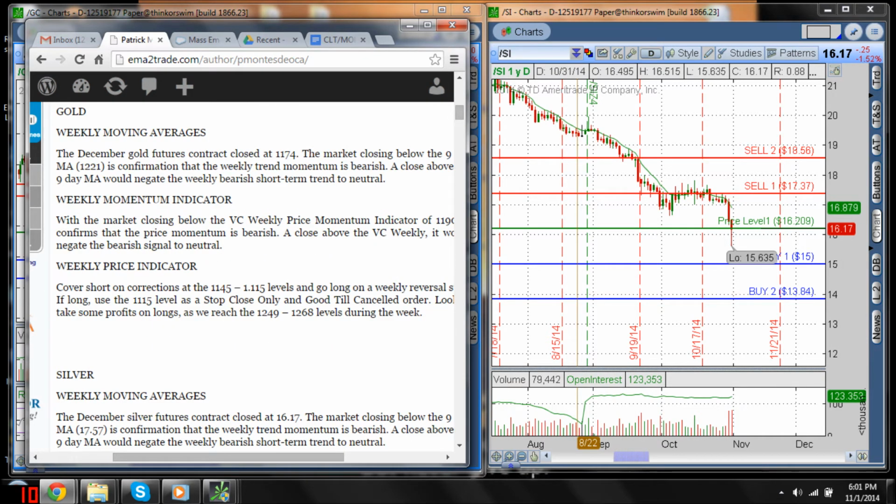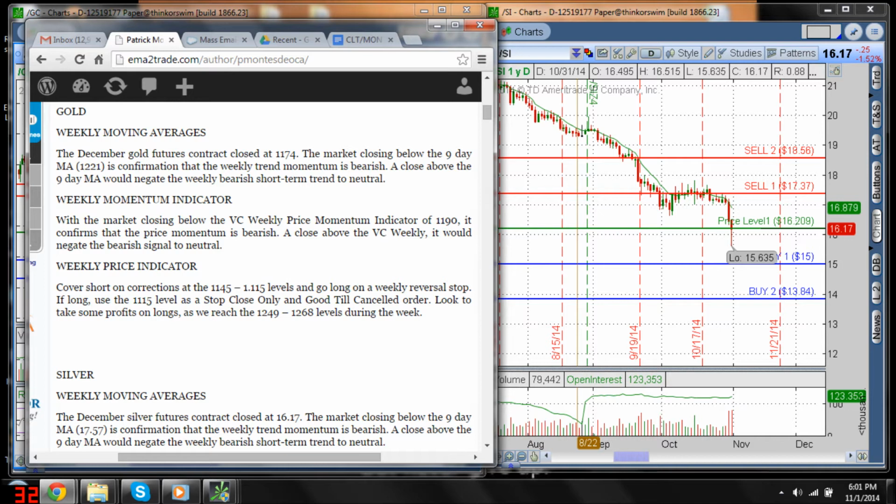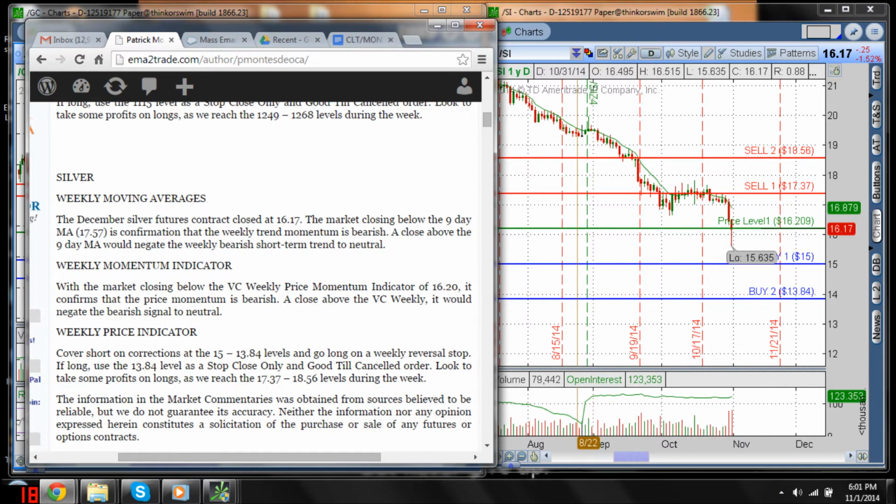The algorithms on the weekly momentum indicator are saying that with the market closing below the VC weekly momentum indicator of 1620, it confirms that the price momentum is bearish. But a close above the VC weekly would negate this bearish short-term trend that we have seen here to neutral.